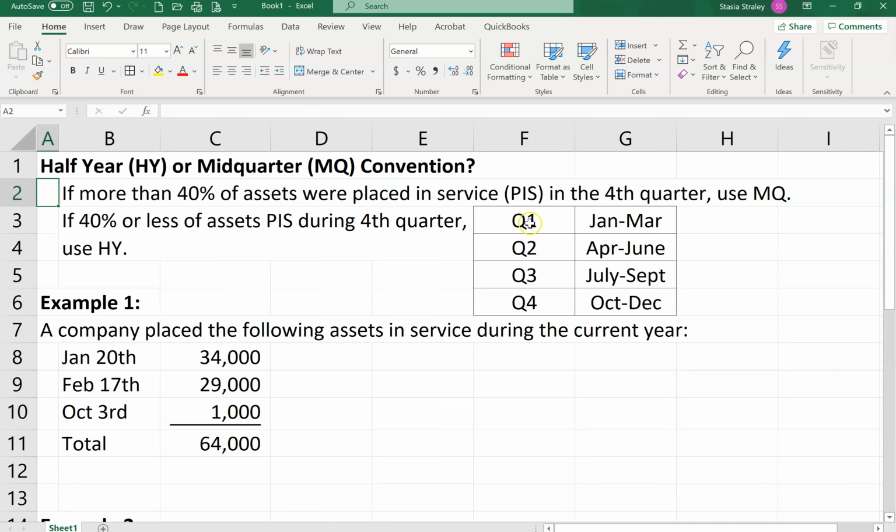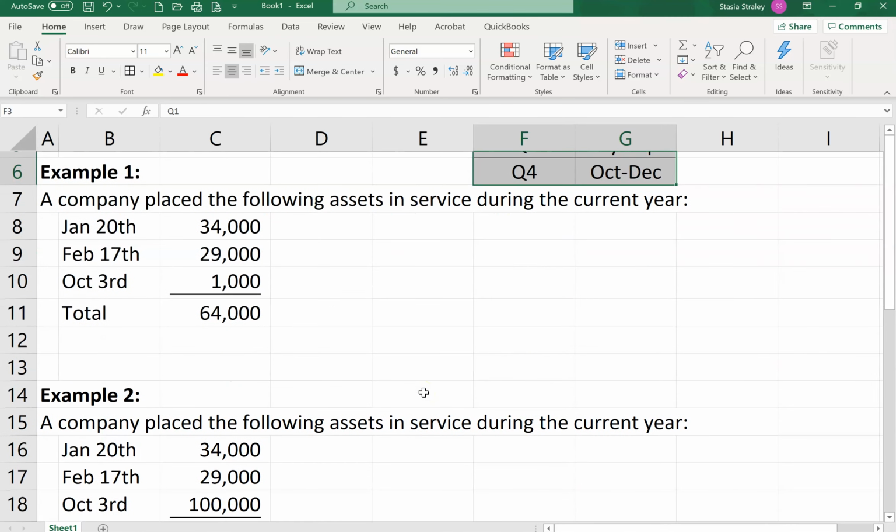So I do have the quarters up here just in case you're not familiar with them. These would be the quarters for a standard calendar year company or client. Of course, they would change if they had a different fiscal year end. So I have just two quick examples for us.